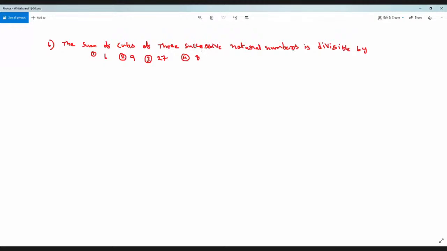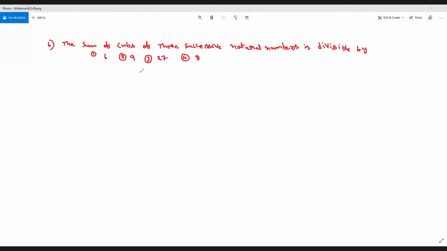Please observe this one. The sum of cubes of three successive natural numbers is divisible by the sum of cubes. That means 1 power 3 plus 2 power 3 plus 3 power 3. So the sum of cubes of three successive, not only 1, 2, 3. In case of 10 power 3, 11 power 3, 12 power 3, or 100 power 3 plus 101 whole power 3 plus 102 whole power 3, like that. Sum of cubes of any three successive numbers. Which is divisible by which number? It is divisible by 6 or 9 or 27 or 8.